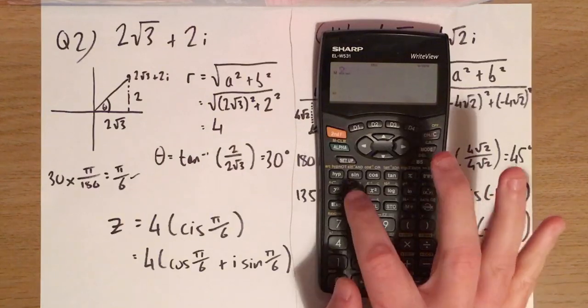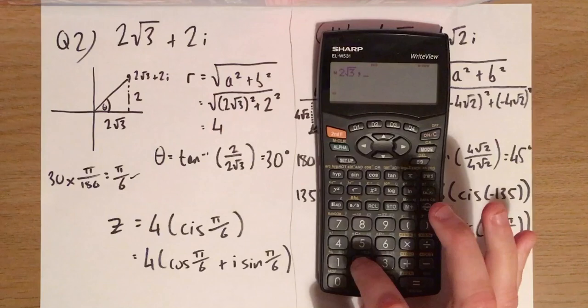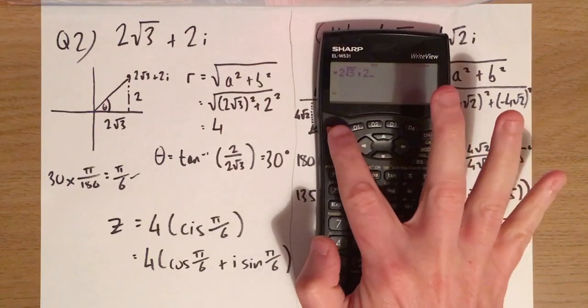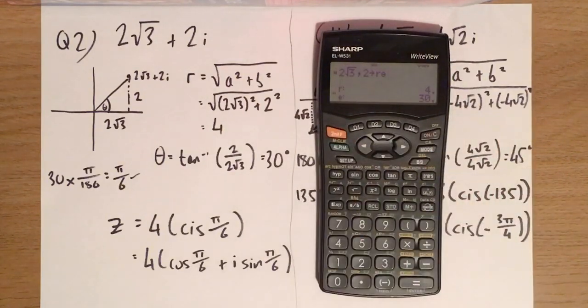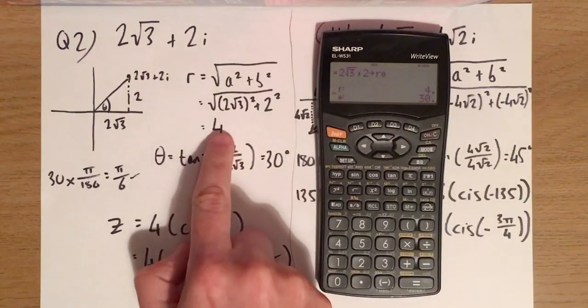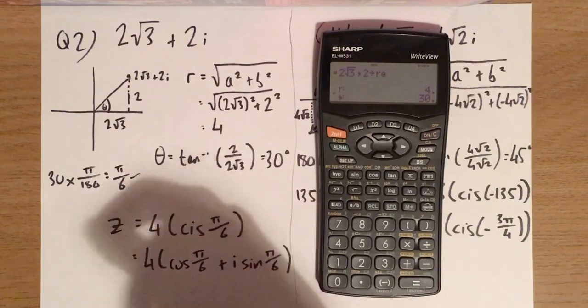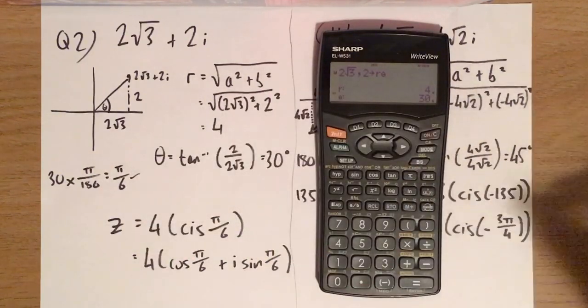So 2 root 3 xy 2, second function 8, and I get 4 and 30. When I did this by hand, I got a modulus of 4 and an angle of 30. So if I was asked for it in degrees, 4 cis 30 is my answer.